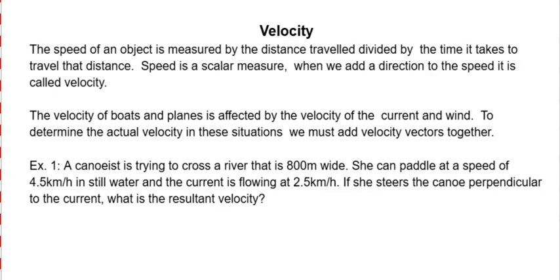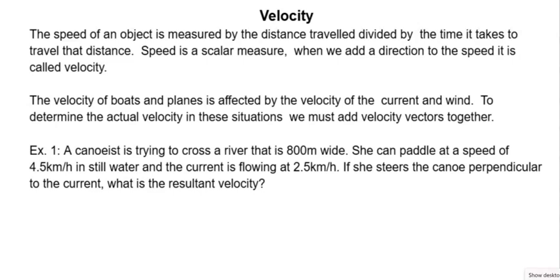Velocity. The speed of an object is measured by the distance traveled divided by the time it takes to travel that distance. Speed is a scalar measure, but when we add a direction to the speed, it's now called velocity. The velocity of boats and planes is affected by the velocity of the current and the wind. To determine the actual velocity in these situations, we must add these velocity vectors together.